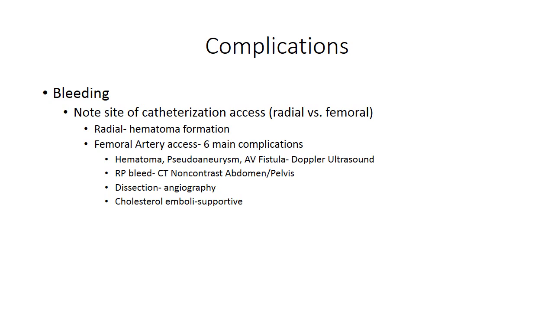Femoral artery access has about 6 main complications, but hematoma, pseudoaneurysm, and AV fistula present as a pulsatile mass that may or may not have a bruit when auscultated with a stethoscope, and Doppler ultrasound is used to investigate this. RP bleed is the main one I want to touch on today, because if there is hypotension and it appears to be hemorrhagic shock, then you have to consider RP bleed from the femoral access site, and CT non-contrast of the abdomen pelvis is used to diagnose this.